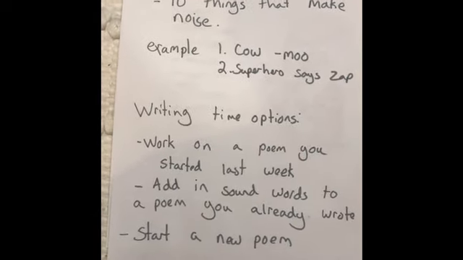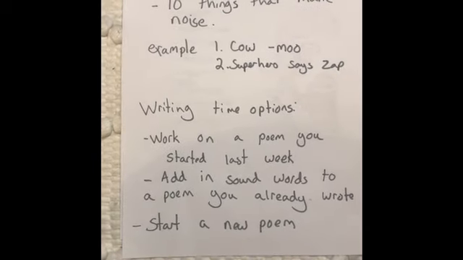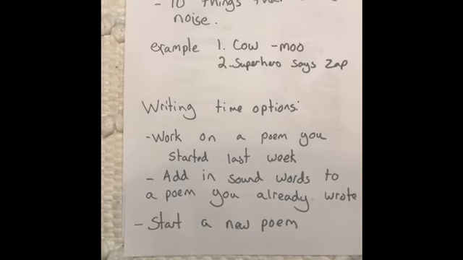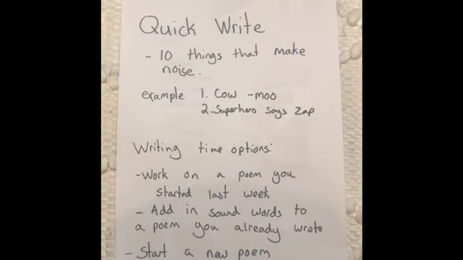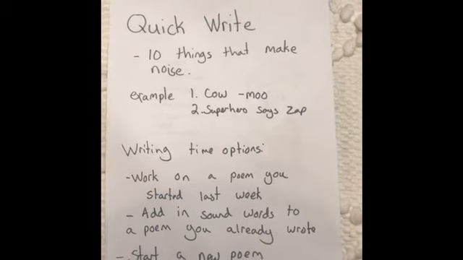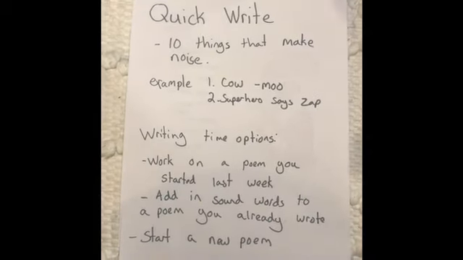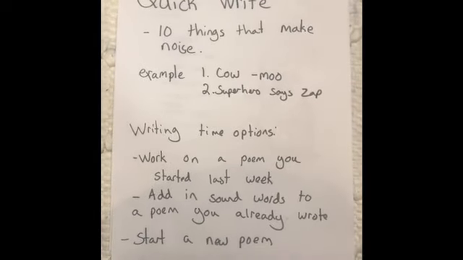The first thing you can do is work on a poem you started last week. Add in sound words to a poem you already wrote is your second choice. And the last thing you can do is start a new poem. So third graders, the choice is yours. Go ahead and write down those 10 things on your quick write that make sound, and then write some new poetry today. Remember, writing time should be at least 20 to 25 minutes.